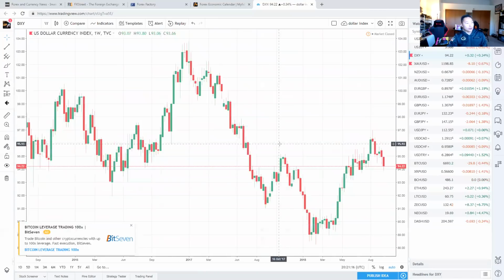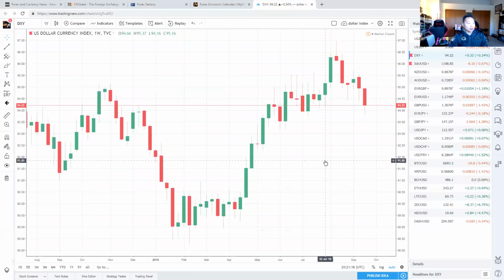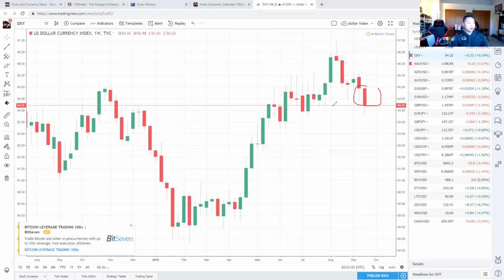But like I said, where the DXY is projected, you can clearly see the engulfing bearish candle here. What I'm looking for is another bear candle going down to test and break 93.5 and come even lower to 93. What I'm seeing right now is a downtrend coming up for the long term for the US dollar. That's what I see based on the DXY.